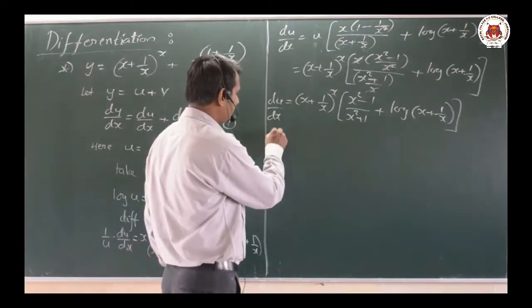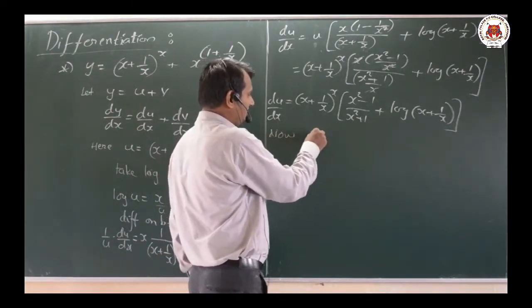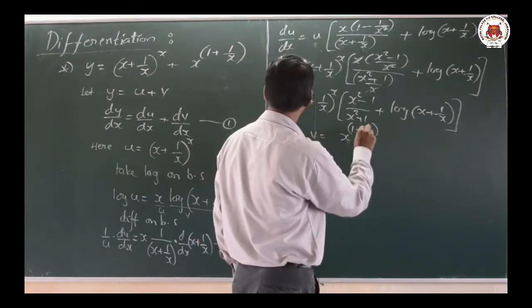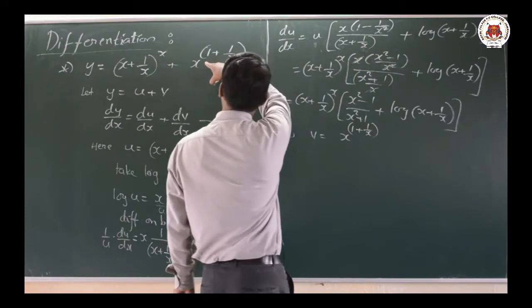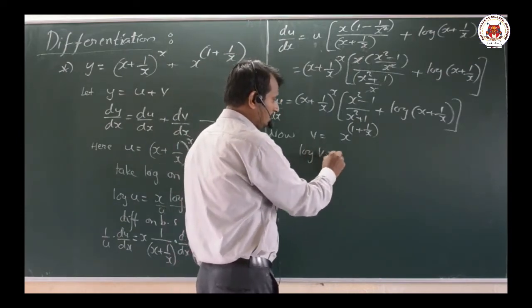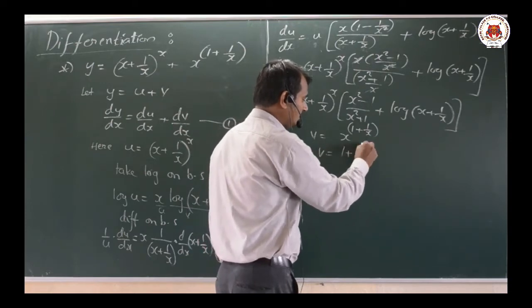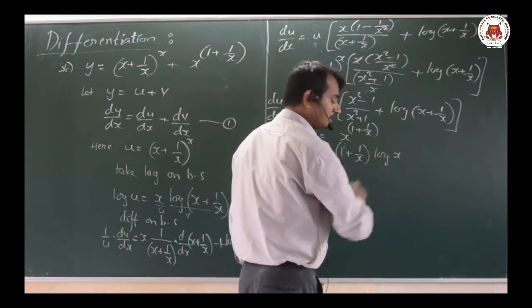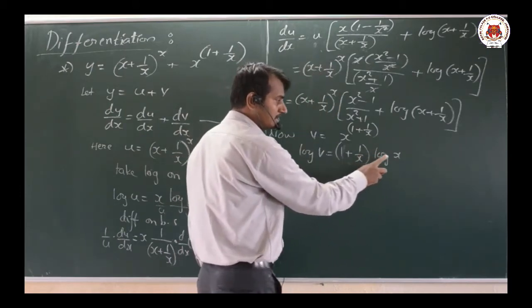Okay, that we shall continue. Now v is equal to x raised to 1 plus 1 by x, x to the power of 1 plus 1 by x here. Take log on both the sides. Log v is equal to 1 plus 1 by x into log x. This part is u and this part is v here.